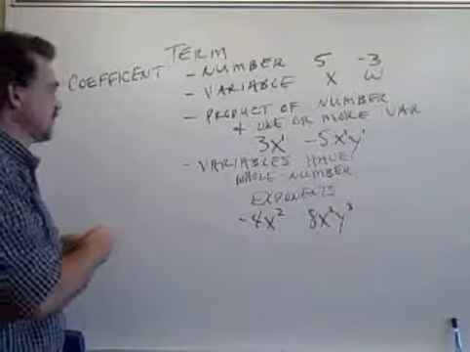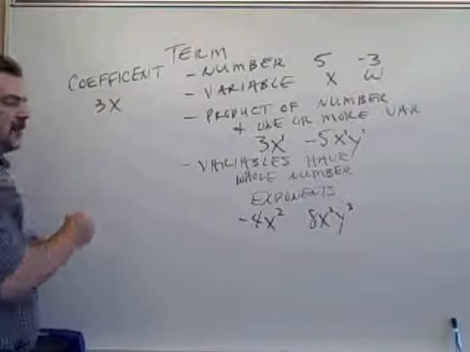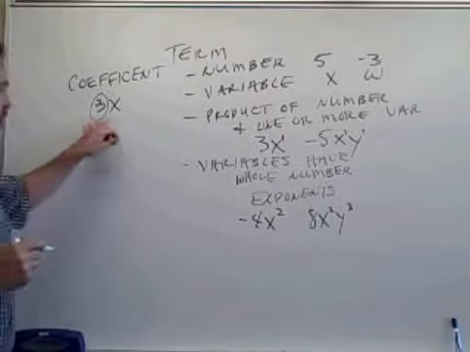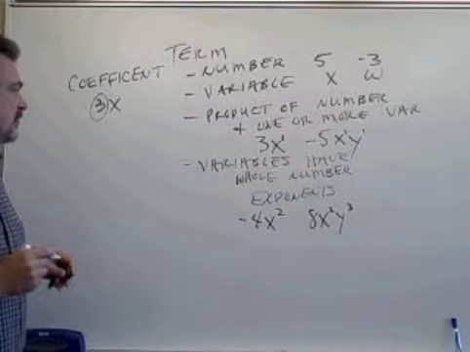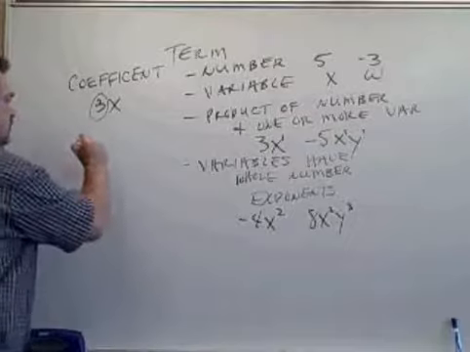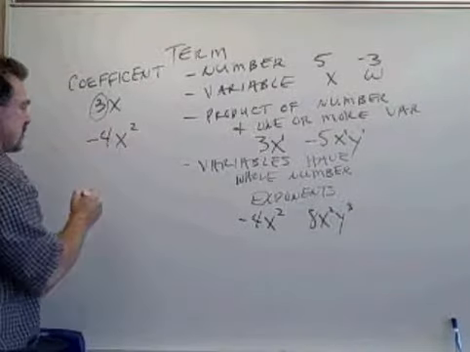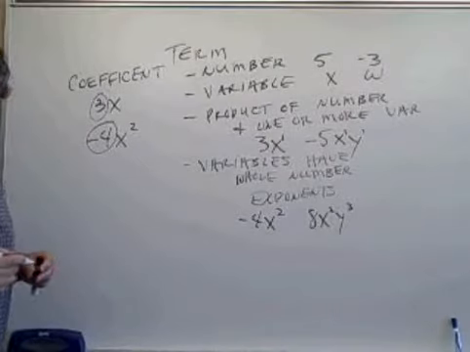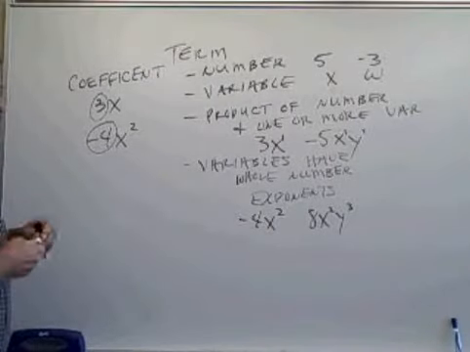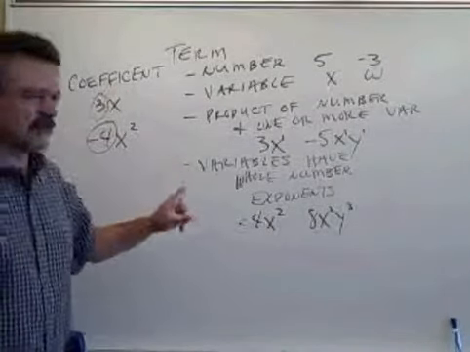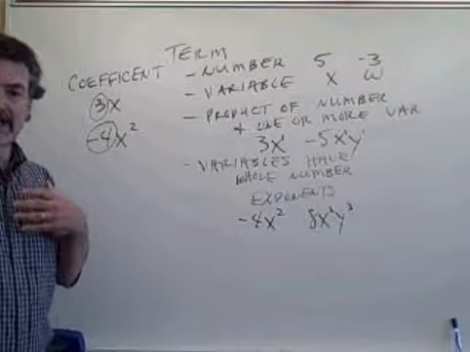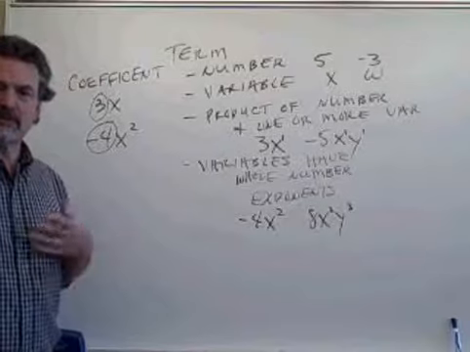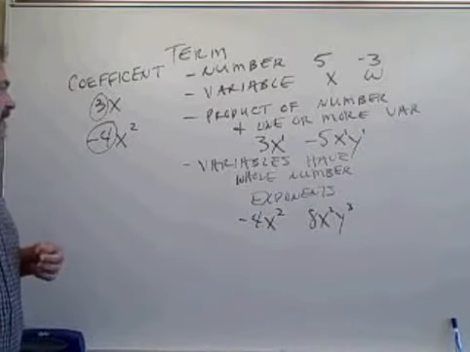So if we're looking at the term 3x, the coefficient is the factor 3. The coefficient of that term would be 3. If we were looking at the term -4x squared, the coefficient of that term is -4. So it's very important for us to learn this vocabulary so that as I'm speaking the vocabulary, or as you're reading the vocabulary, you will understand what is being discussed.